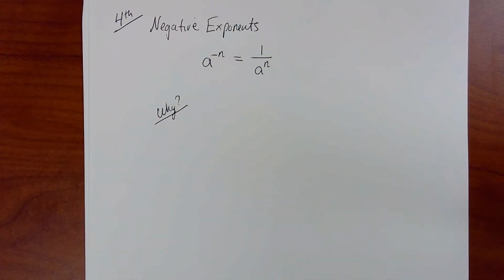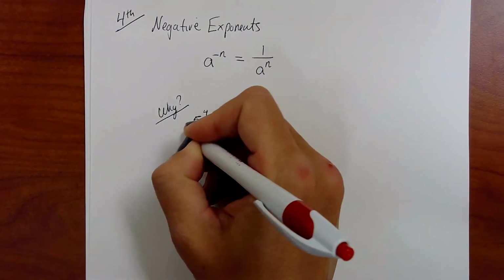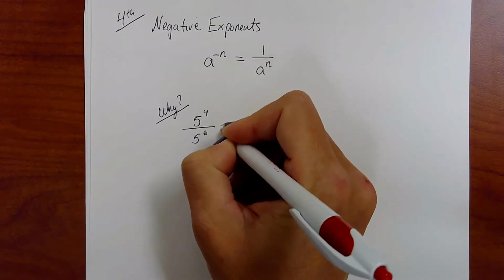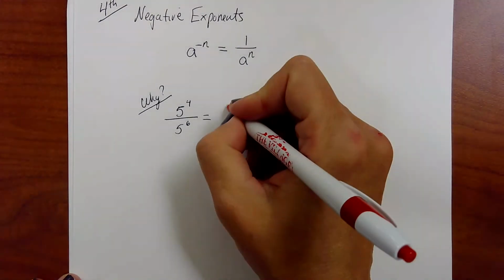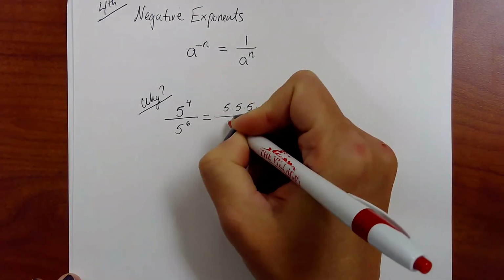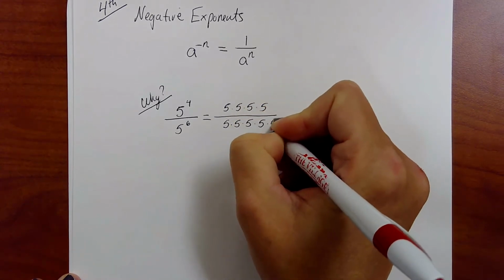Okay, so let's say we had a problem 5 to the 4th over 5 to the 6th. If I expanded this out, that would be 4 5s up top and 6 on the bottom.